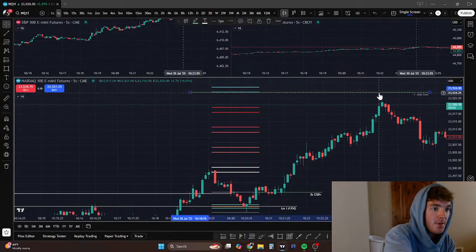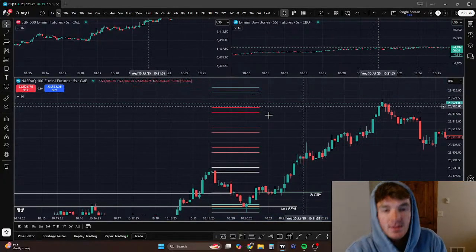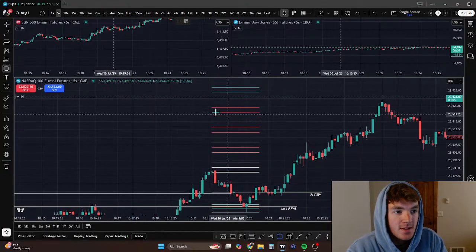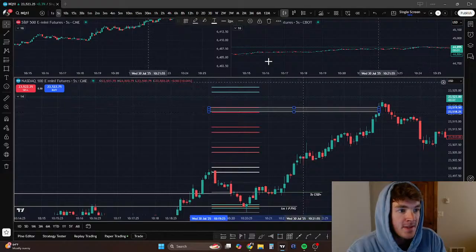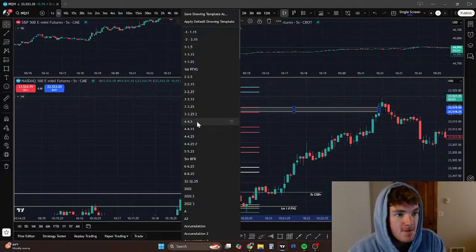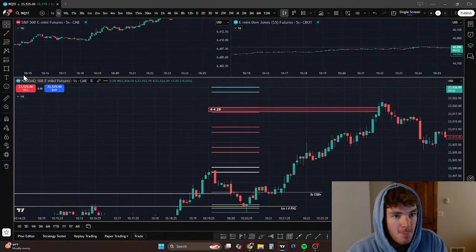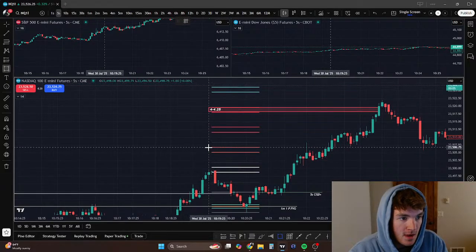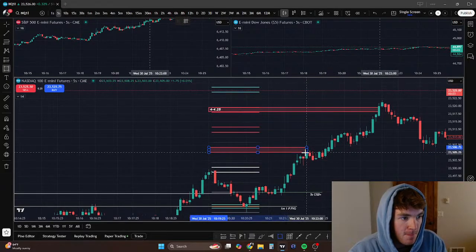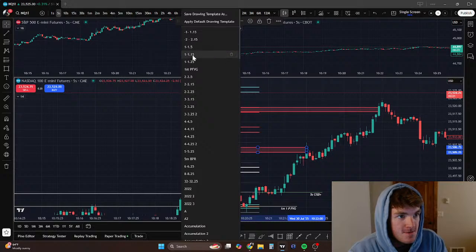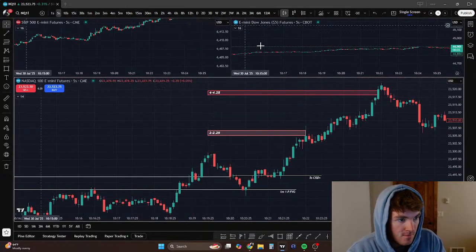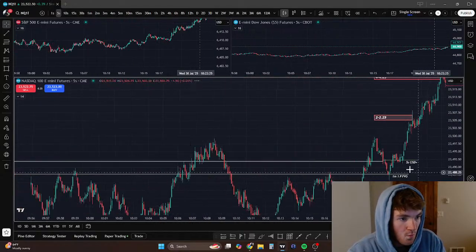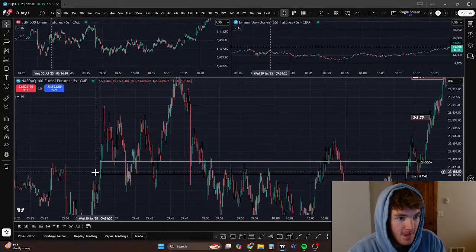So my point is, low time frames, still opportunity when it's consolidating. It's just the micro scalps that are going to play out. You see that?